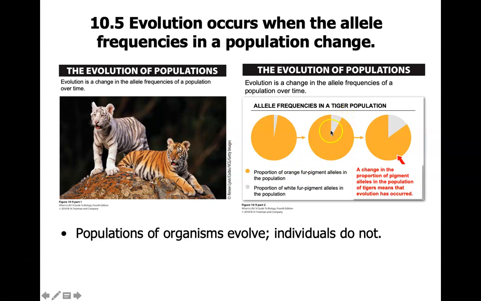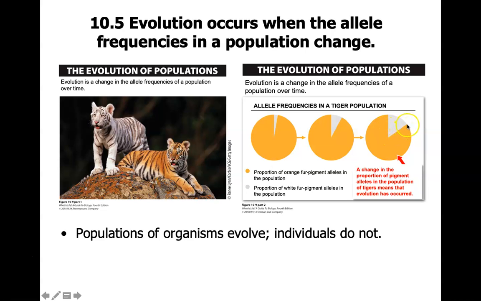That's going to increase the number of white alleles in your population. Now remember, this is all out of 100%. So as the white alleles increase, the relative number of orange alleles has to decrease. Doesn't mean that the actual number of orange alleles decreases, but you've added individuals into your population.